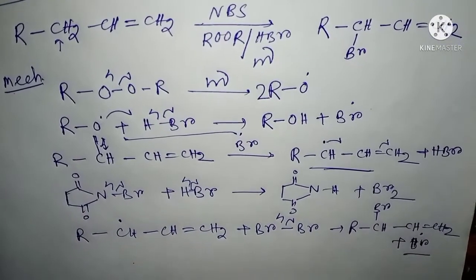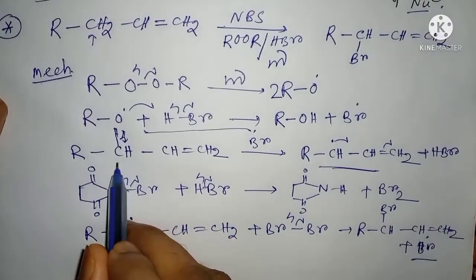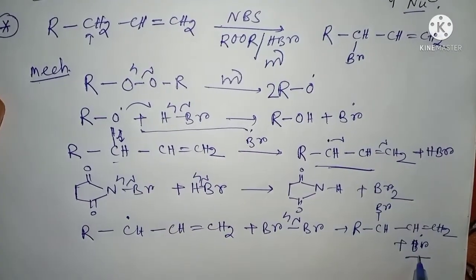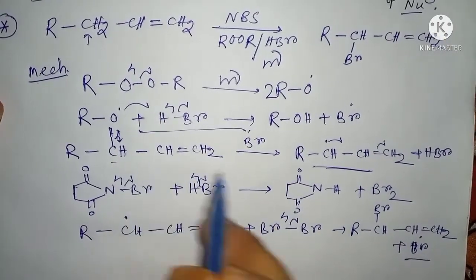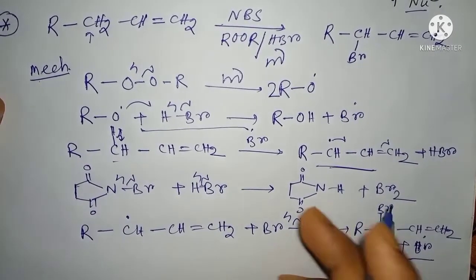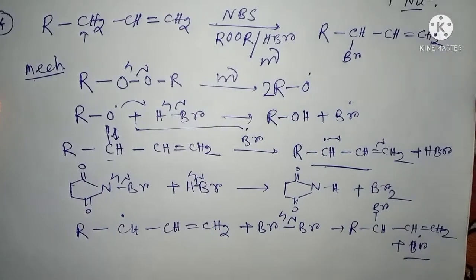So the main thing is that first you check for allylic hydrogen or benzylic hydrogen, and the allylic hydrogen is replaced by bromine. This is the product. And check the stability of the radical. As radical stability increases, the product formed increases and the major product forms.